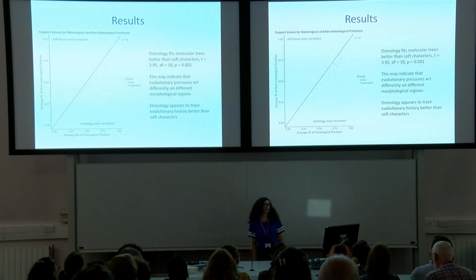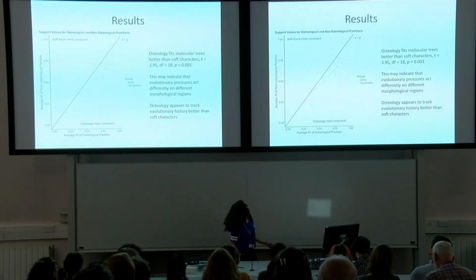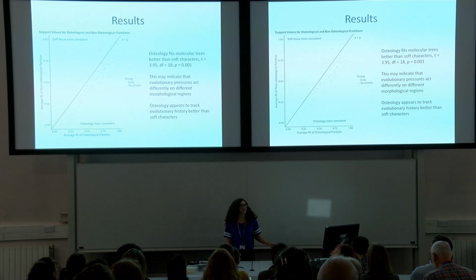So I found that osteological data fits the molecular trees better than the soft tissue characters or non-osteological data. On this graph, each data set is represented by a point, with birds in red and squamate reptiles in blue. The y-axis is the average retention index of the non-osteological partition, and the x-axis is the average retention index of the osteological partition, and the line is just x equals y.